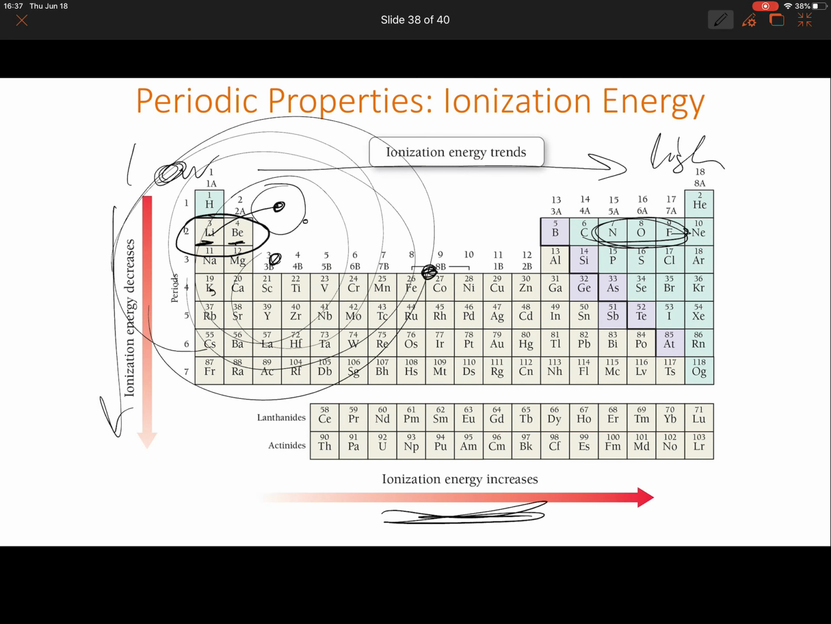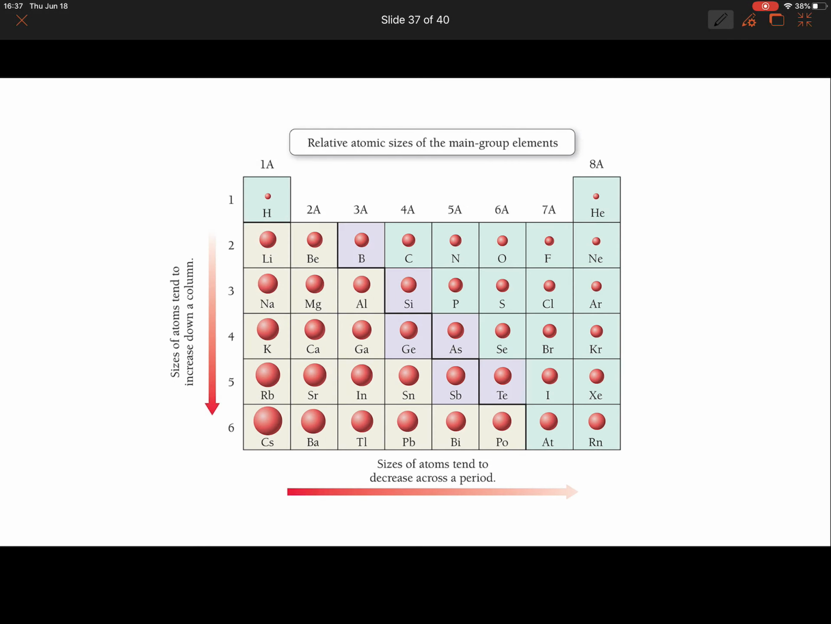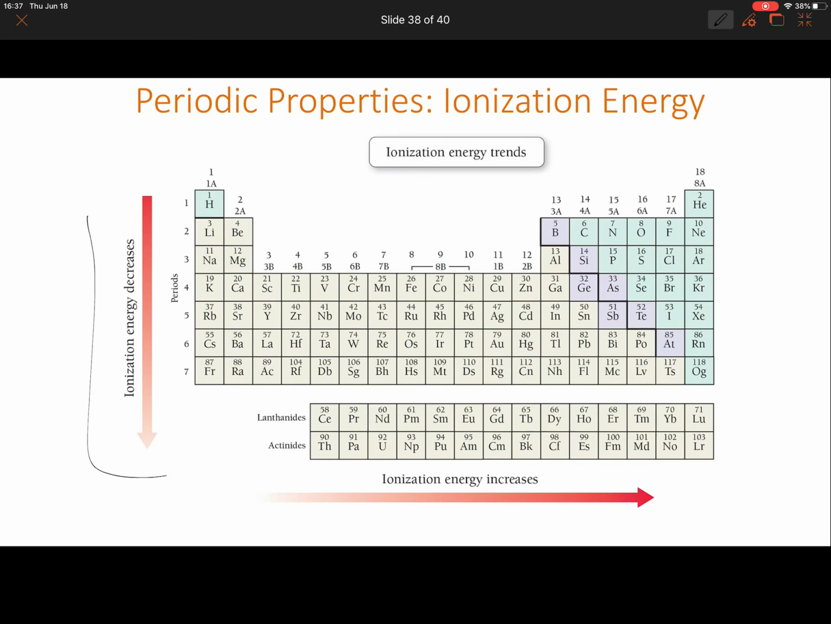So this part of the trend goes hand in hand with the size trend. Actually, these are the exact same arrows. Sometimes I like to say with size that it gets bigger going down and bigger to the left, because it makes more sense to talk about one direction rather than say it goes bigger one way, smaller another way. So bigger down, bigger to the left. With ionization energy, it gets bigger up and bigger to the right. So it's the opposite of the size trend in terms of getting bigger. And that should make sense.